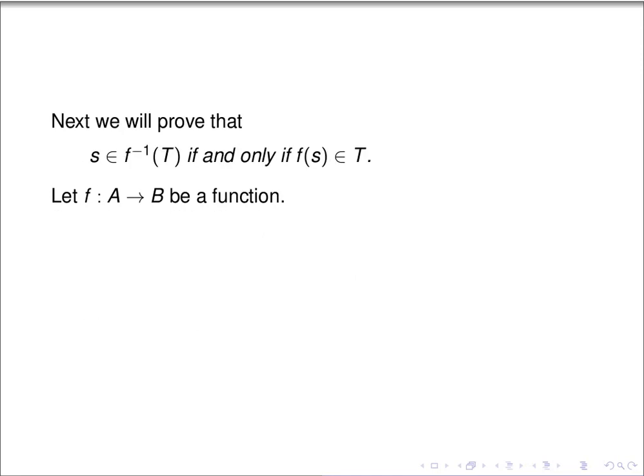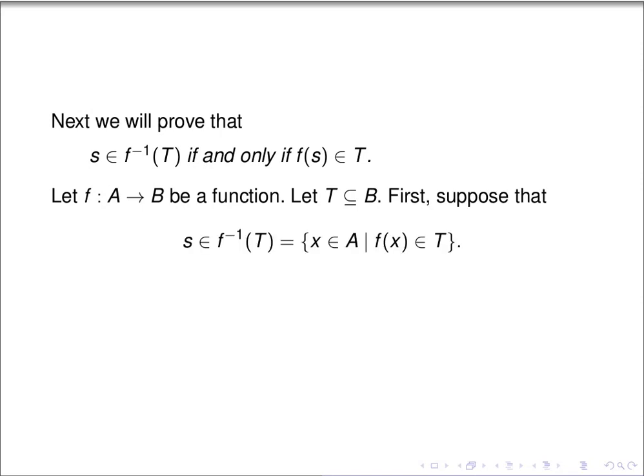So now we'll prove that s is an element of the preimage of T if and only if f(s) is an element of T. So again, let f be a function from A to B, and T be a subset of B. First, suppose that s is an element of the preimage of T. Now, of course, that's the set of all x in A so that f(x) is in T. And that exactly means then that f(s) is an element of T.